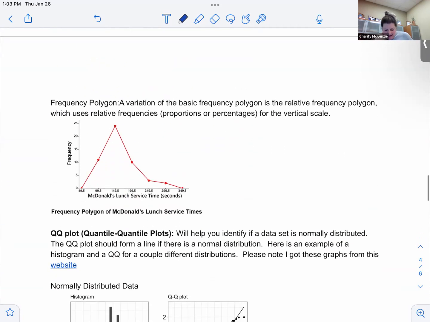Frequency polygon. All you do with a frequency polygon really is you connect the dots. And so it's like, where are you at 49.5, you're here. At 99.5, you're up at 10. What is this supposed to be for? This was McDonald's lunchtime. So we've actually seen this data in the first section of chapter 2 as well. But it has a dot on each one, and then you just connect the dots. It's showing frequency, but when you connect them, it's now called a frequency polygon.